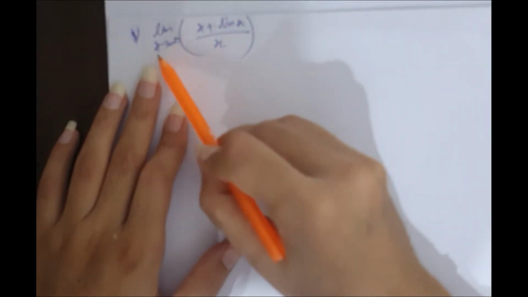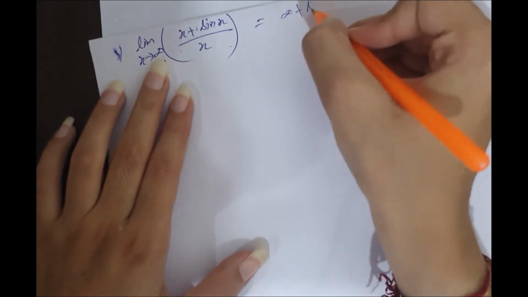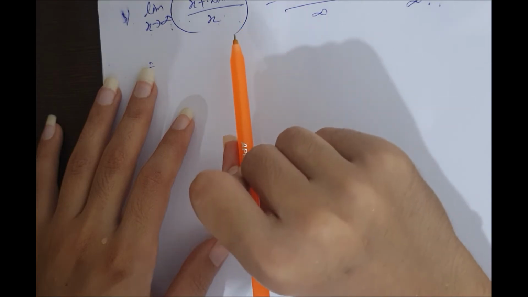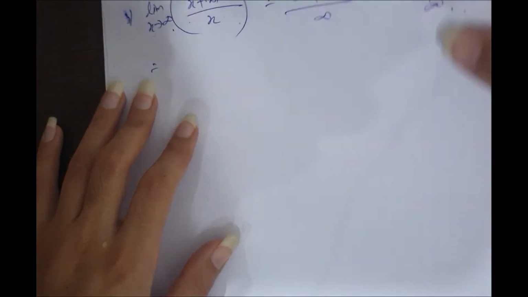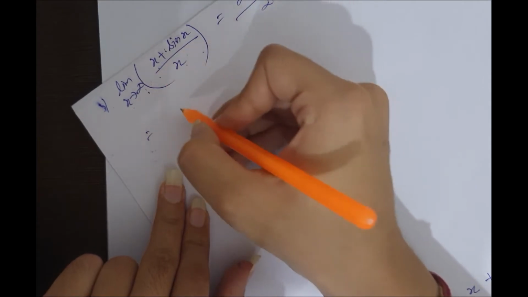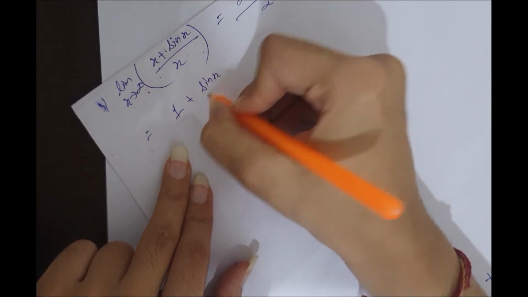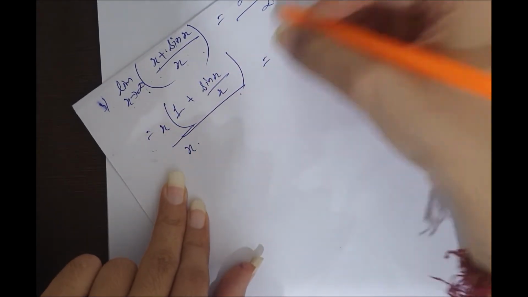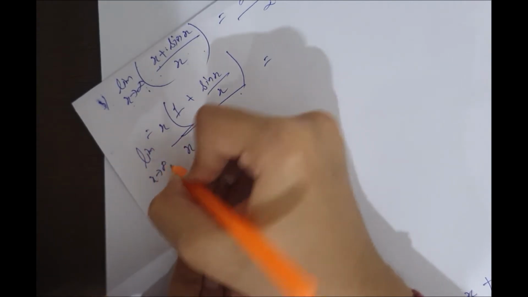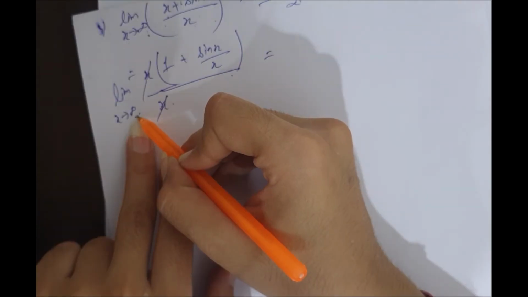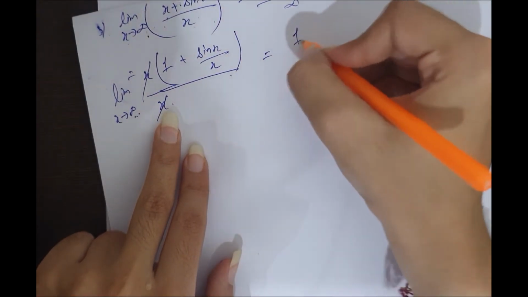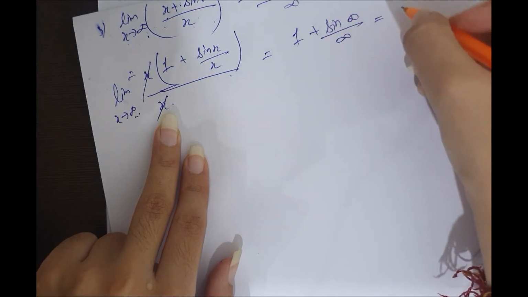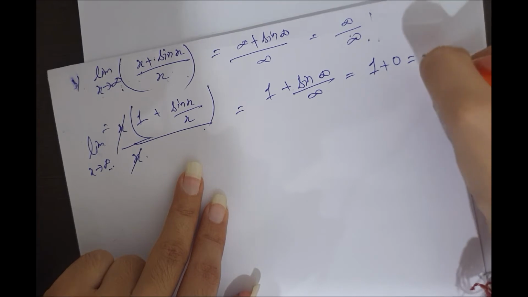Now this is the function. The limit is x approaching infinity. Infinity plus sin infinity upon infinity will be infinity by infinity form. Before applying L'Hospital rule, see, can we do it another way? We can take x common here. Now again apply x approaching infinity here. It will be 1 plus sin infinity upon infinity, which will be 0. So the answer will come out to be 1.